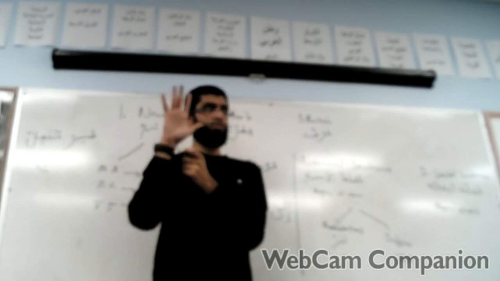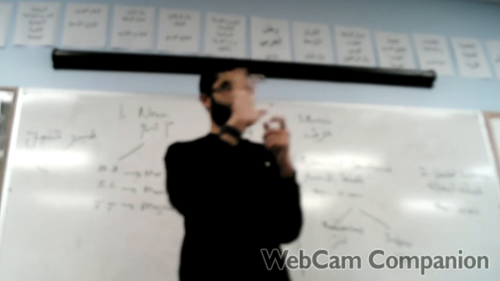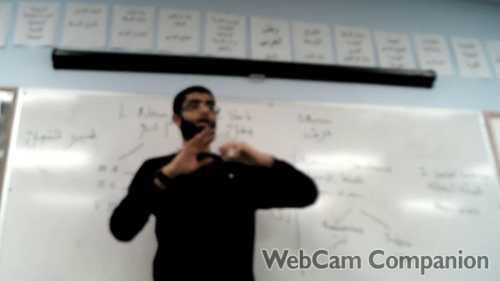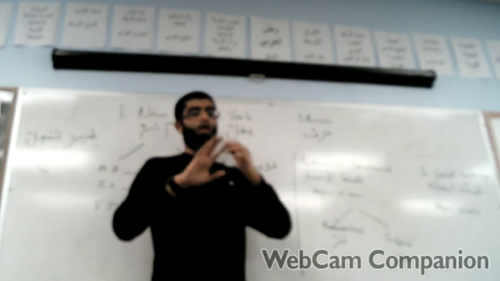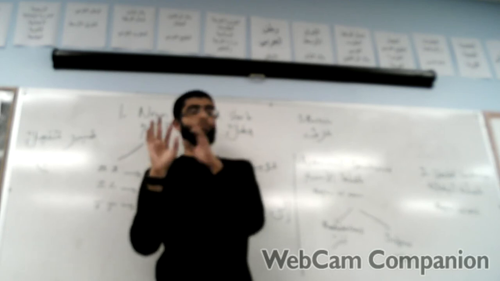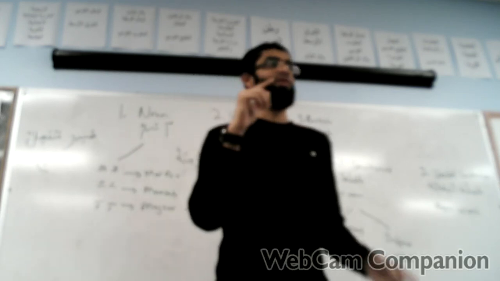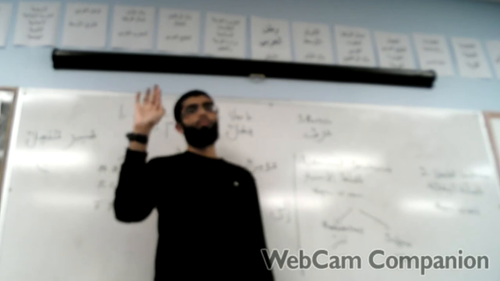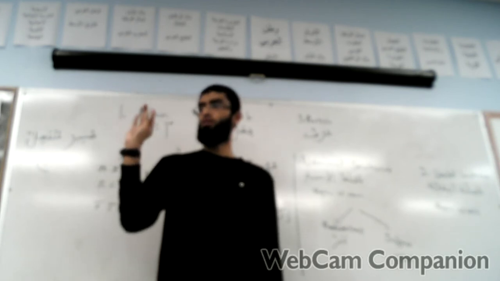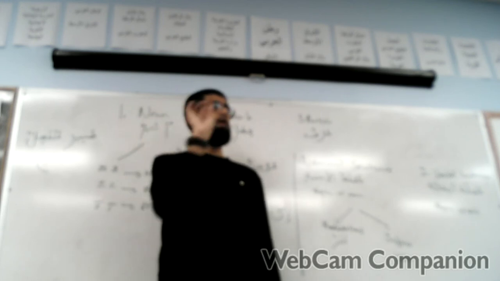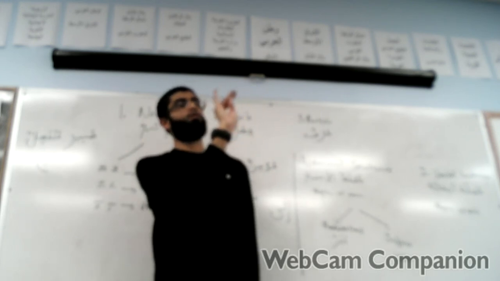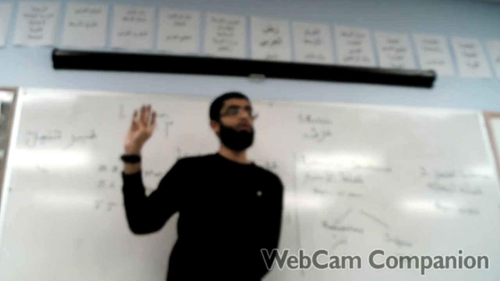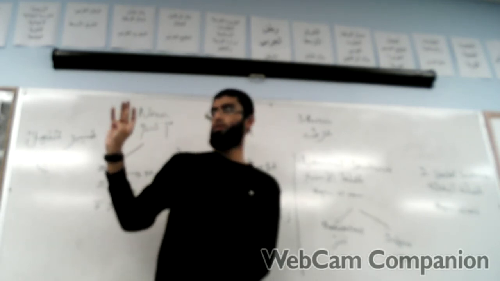So everyone just practice one more time, okay? Because it's going to come up in the next few lessons, we want to have it memorized so that we're ready. All right, everyone repeat after me. Huma. I'm sorry, I skipped one. All right. Huwa. Huma. Hum. Hiya. Huma. Hunna. Anta. Antuma. Antum. Anti. Antuma. Antunna. Ana.